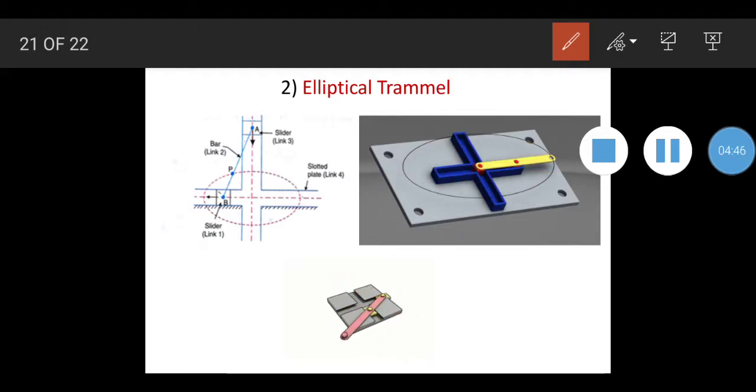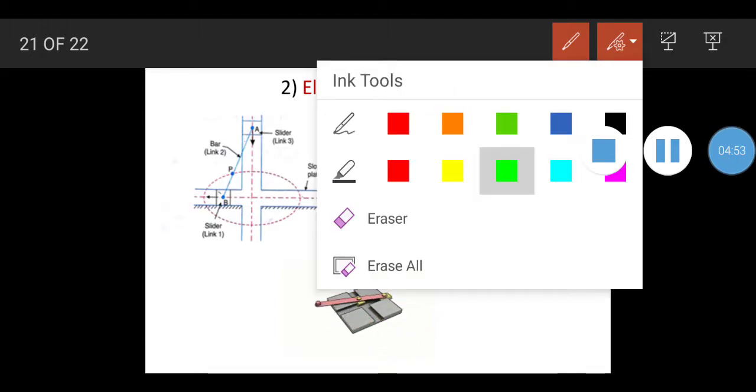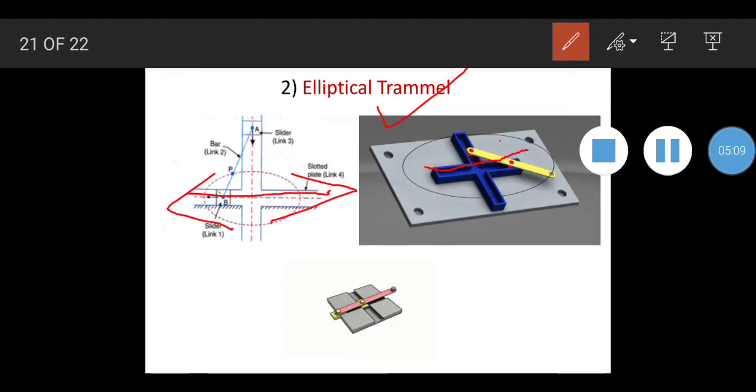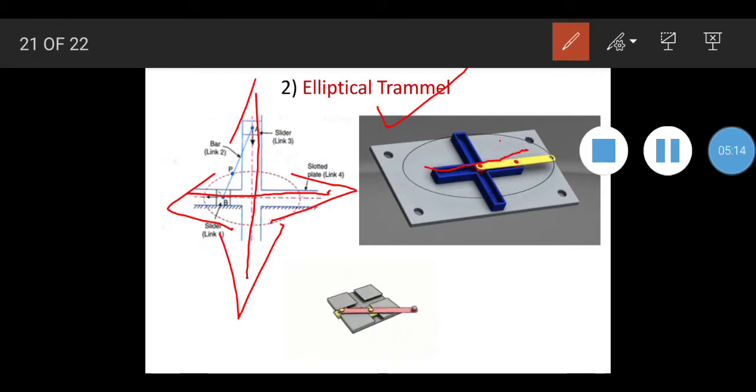Now we can observe this from the second part of this diagram. Let me show you. See here, these two sliders: one slider is sliding in a straight path, in this manner, whereas the second slider is sliding in this manner.